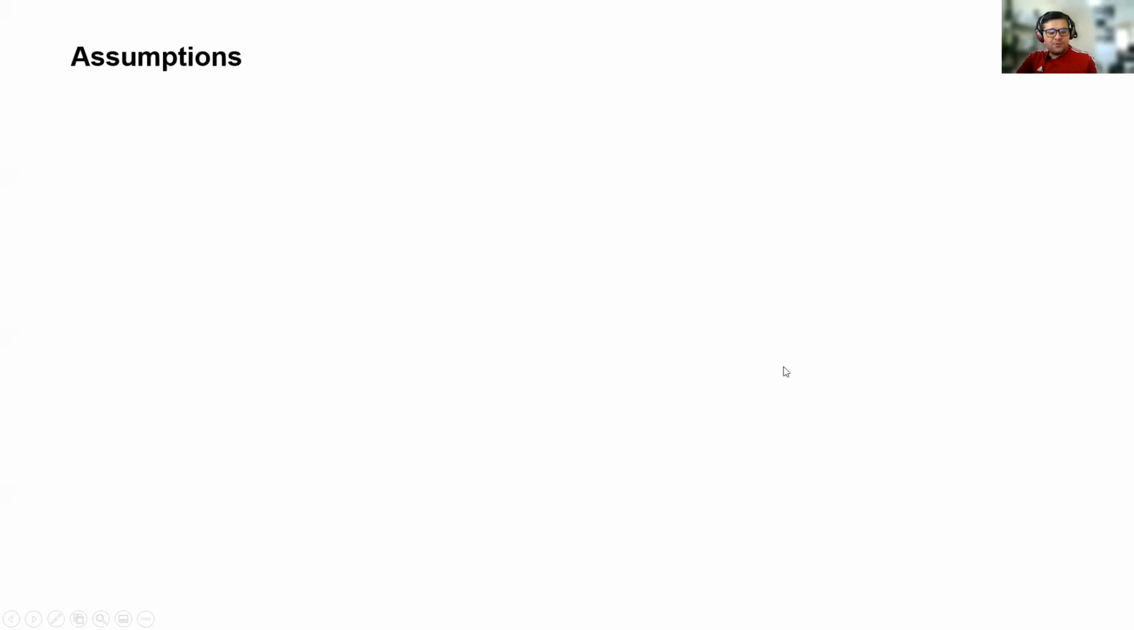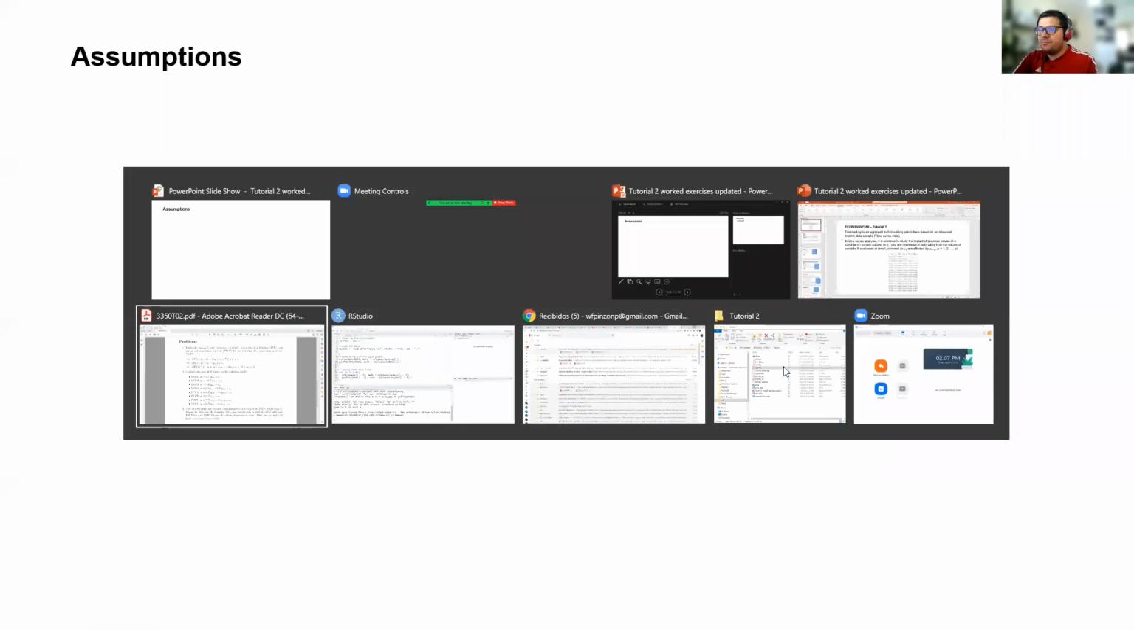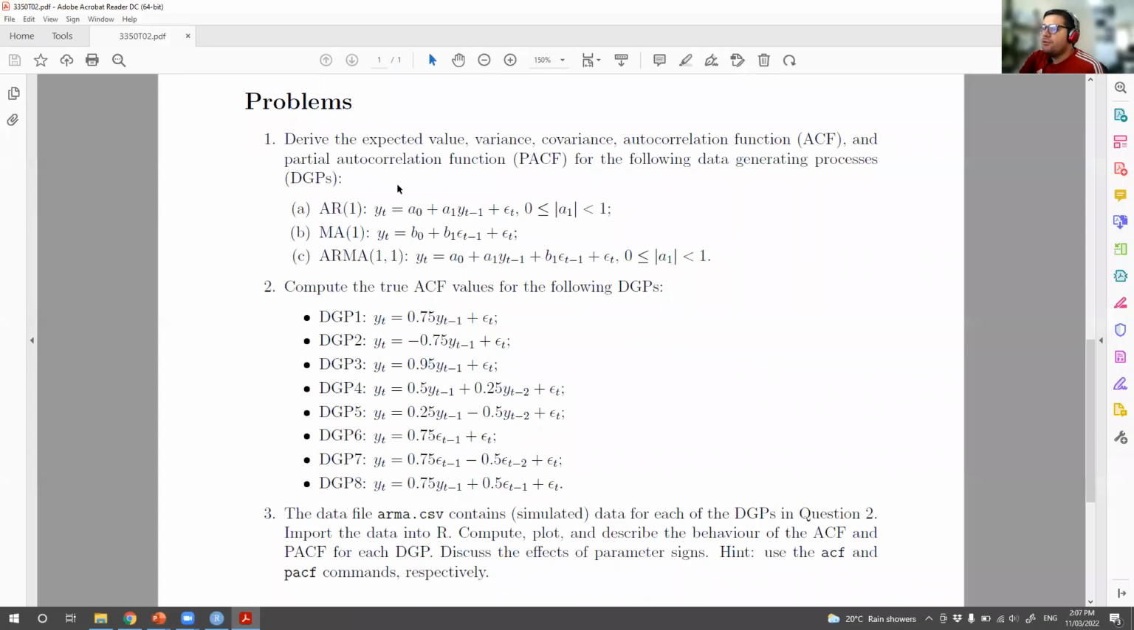So for the sake of today's tutorial, we are going to derive a few functions, a few estimations of some statistics regarding this data set. We are interested in checking the expected value, variance, covariance, autocorrelation function, and partial autocorrelation function for the following data generating processes.